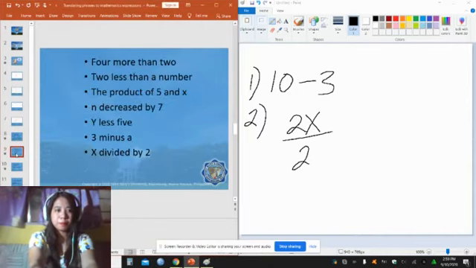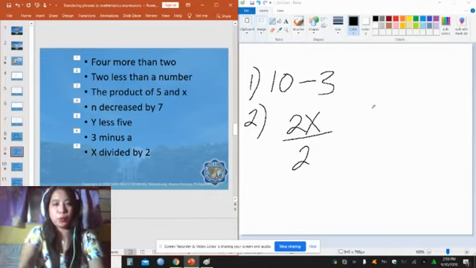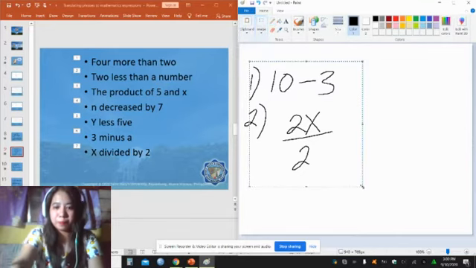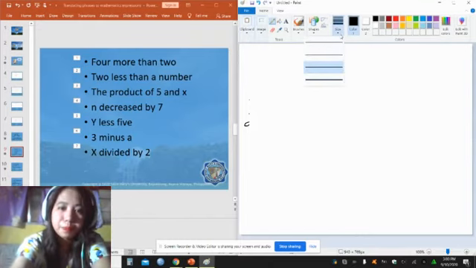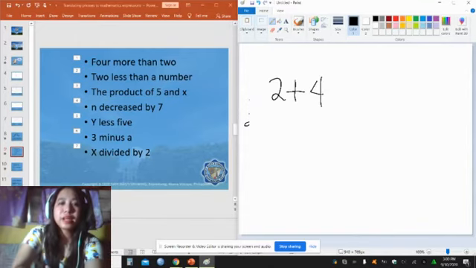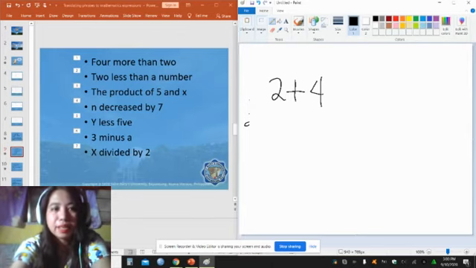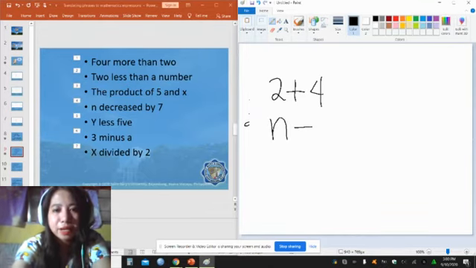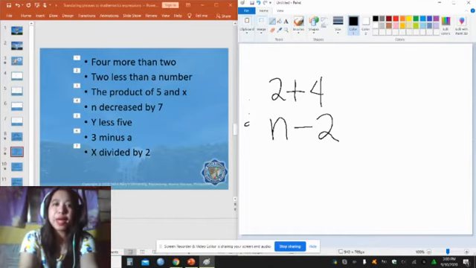Okay, next. Let us also answer 4 more than 2. How can we write 4 more than 2? In writing this, it is 2 plus 4. And then next, 2 less than a number. Let's say the number is n. So it is n minus 2.